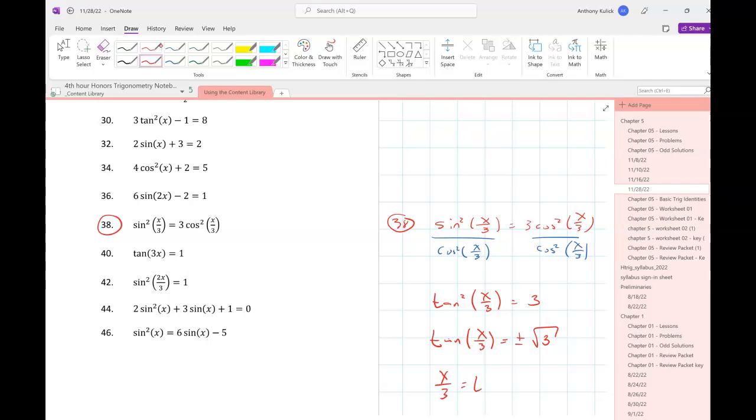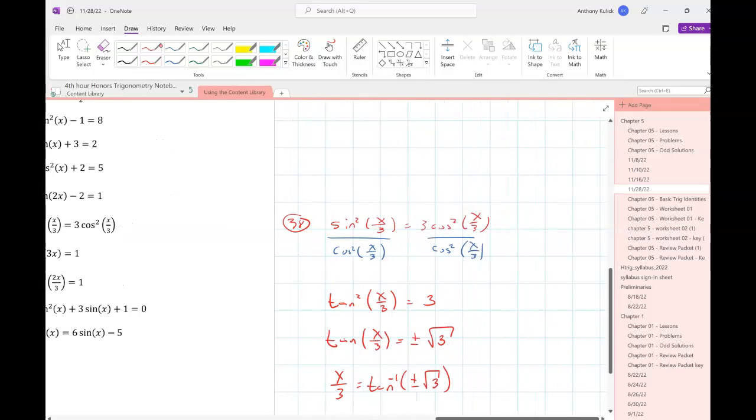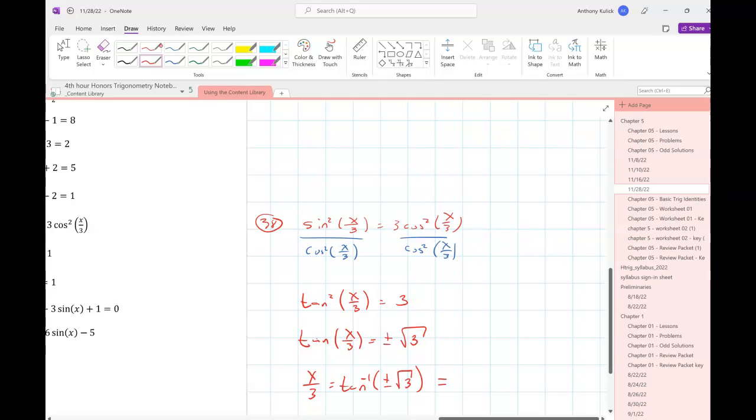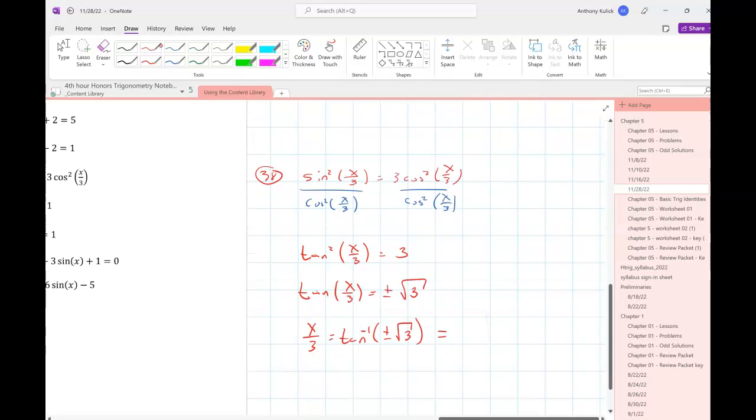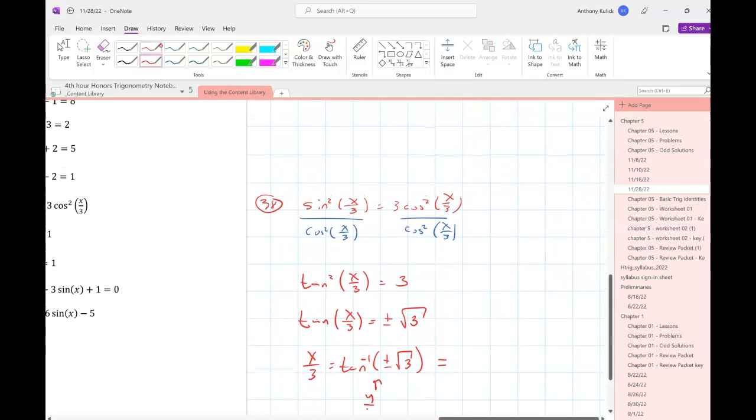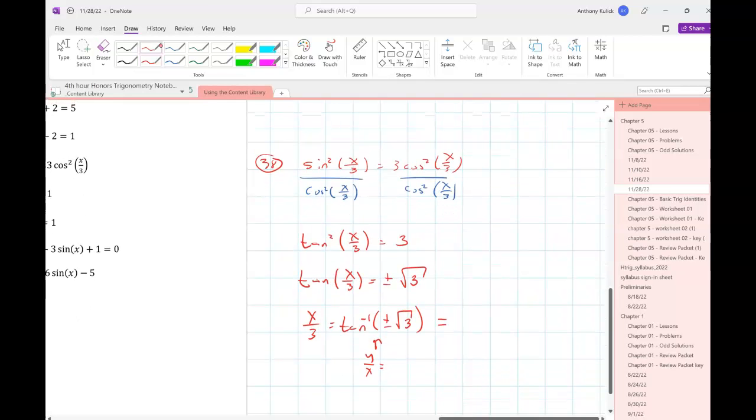So x over 3 is equal to the tan inverse of plus or minus root 3. So when I go to my unit circle, I'm going to look for every place where, again, tangent is y over x, right? And I know that there's no place where I have root 3 and then 1 as coordinates. But I do have a place where I have root 3 over 2 and 1/2 as coordinates. And those will reduce down to give us square root 3 over 2 also.